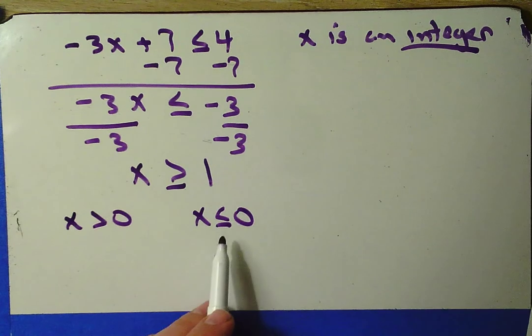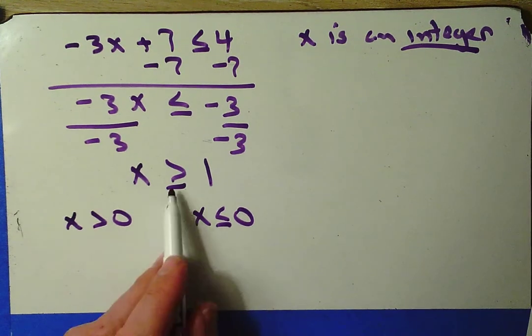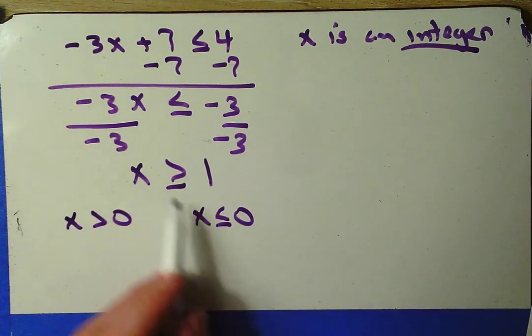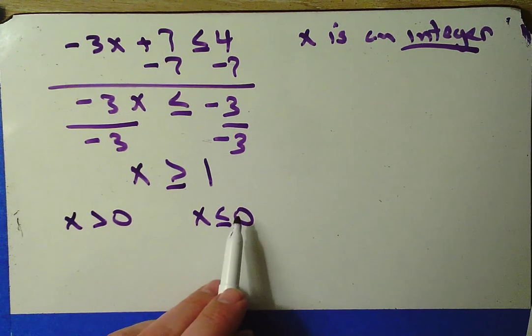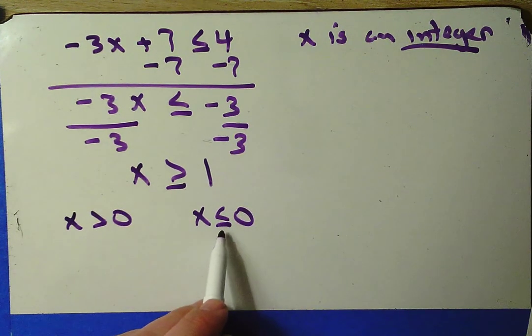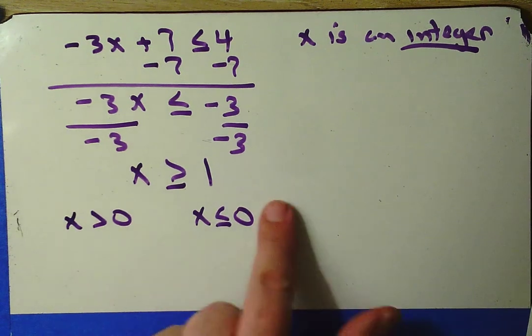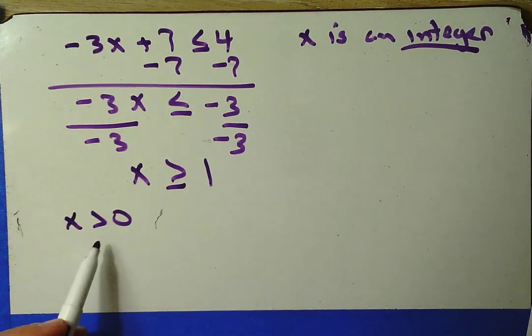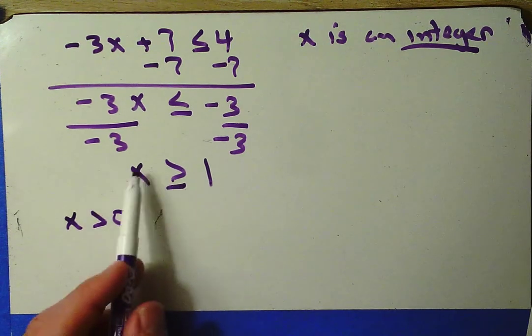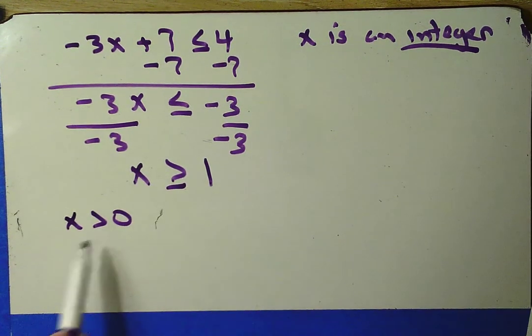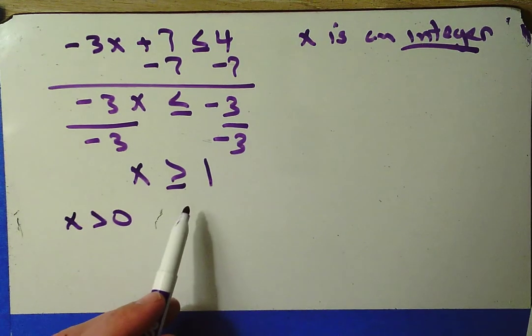And many students choose this one because this one has the same inequality. But look, we know x has to be bigger than 1. Well, this is not going to be bigger than 1. These are going to be values less than 0. But many students say, but Mr. Kukla, how can that possibly be? You told us over here that x had to be greater than or equal to 1. How can this be the same as that?